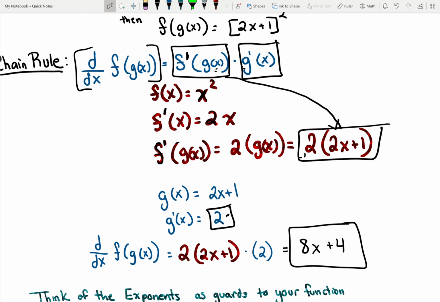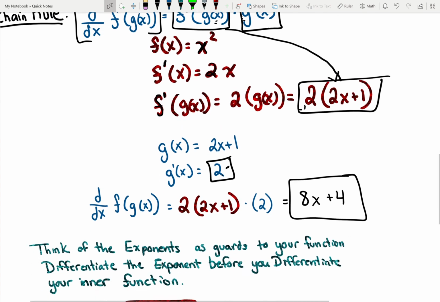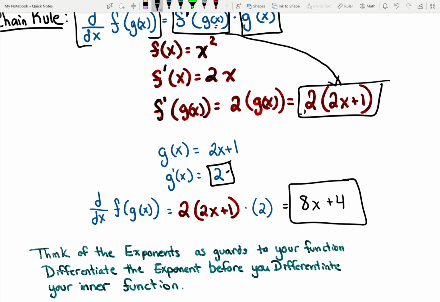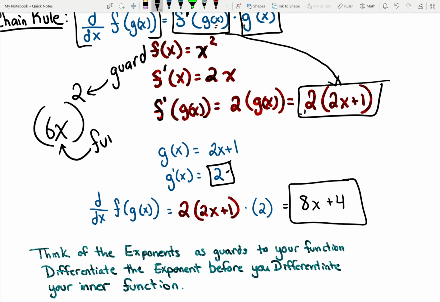Okay, so the way I like to think about the chain rule is, it's not very mathematical, but it gets the job done. I think of the exponents kind of as guards to the function I want to differentiate. So if I have something like 6x to the second power, I would consider the 2 the guard, and 6x the function I want to attack. So I have to differentiate the guard first before I differentiate the function. Well, you'll see what I mean in a second.